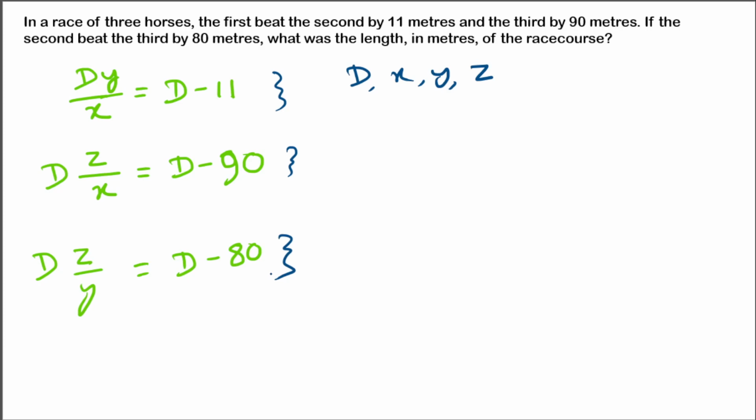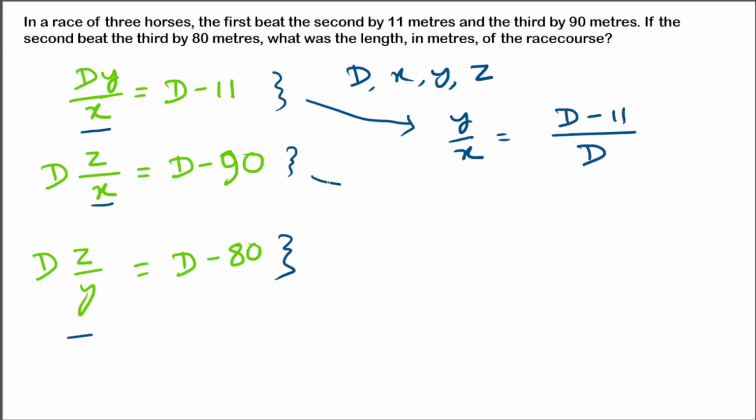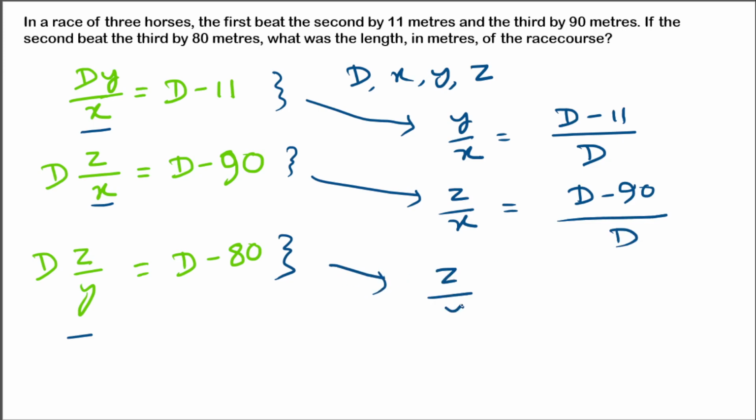Now how can we proceed? So you see, here are some ratios that are given. Let us see from this what we can write. Y by x equals d minus 11 by d, right? From this we can write z by x equals d minus 90 by d. And from this, z by y equals d minus 80 by d. Why are we writing it this way? Because we wanted to isolate the d's. So we have isolated the d's.